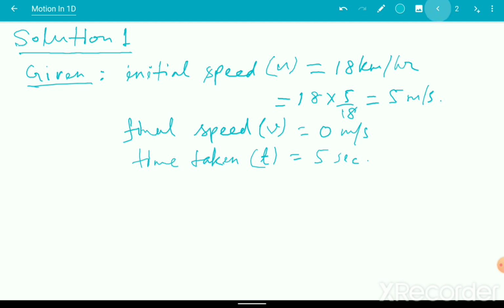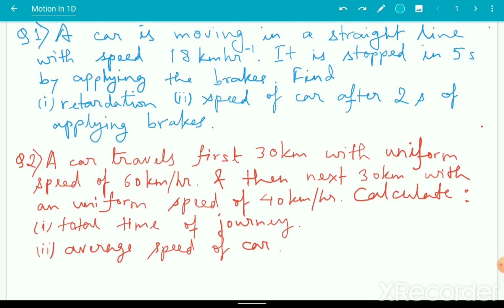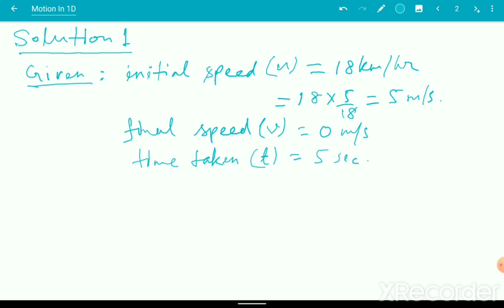Now the first part of the problem asks what the retardation is. From the definition of acceleration, you know that acceleration is change in velocity by time. Retardation is just the opposite of acceleration. So retardation will also be the change in velocity by the time taken. Retardation is actually the negative of acceleration. Therefore, retardation equals negative of acceleration.